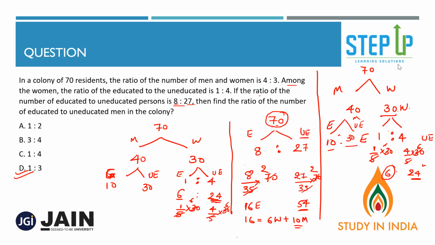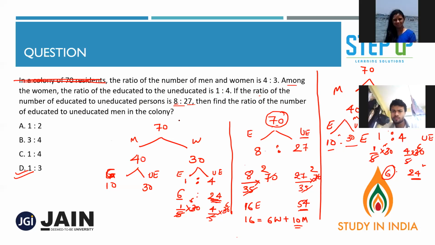Okay. All right. Now, there was one question where this part of the question was not given. The ratio of the number of men and women is this. Among the women, the ratio of uneducated to educated is this. And if the ratio of the number of educated to uneducated is this, then find the ratio of the number of educated to uneducated men in the colony. How will you approach this question then? What you know is this part, and this part.